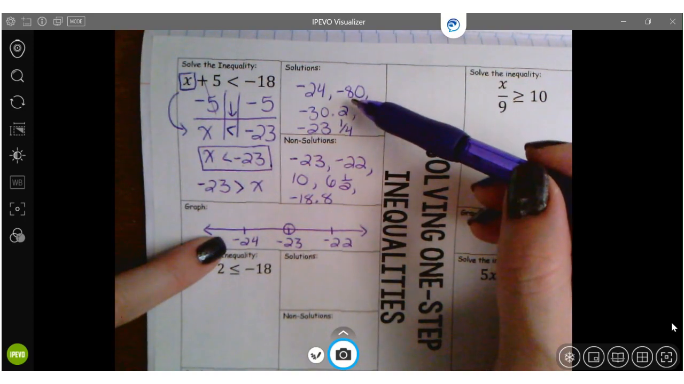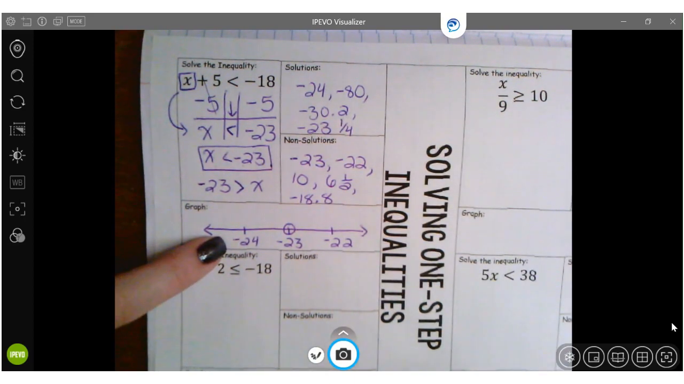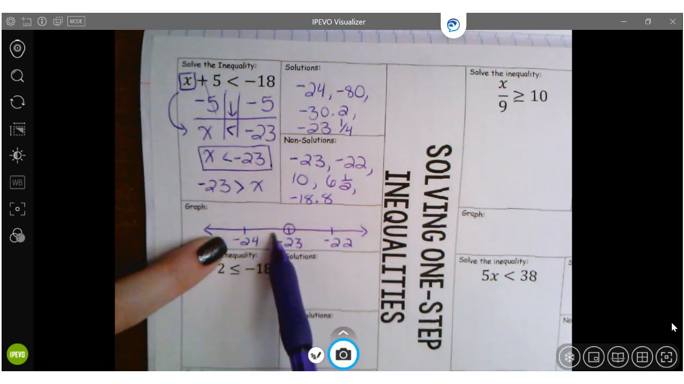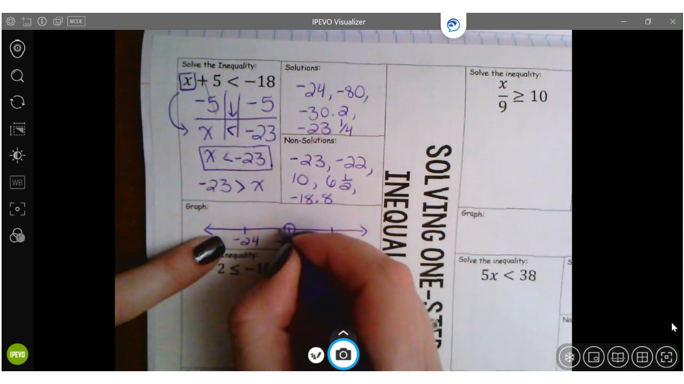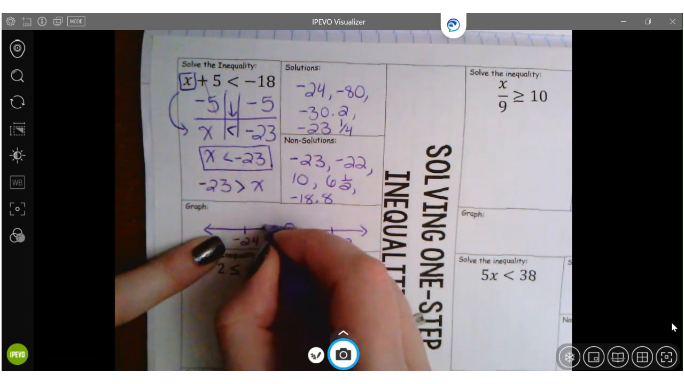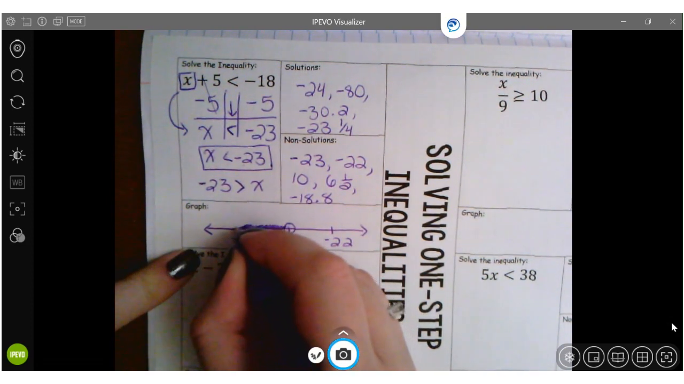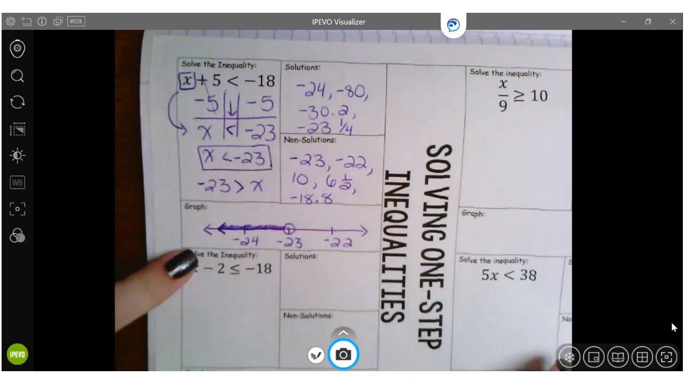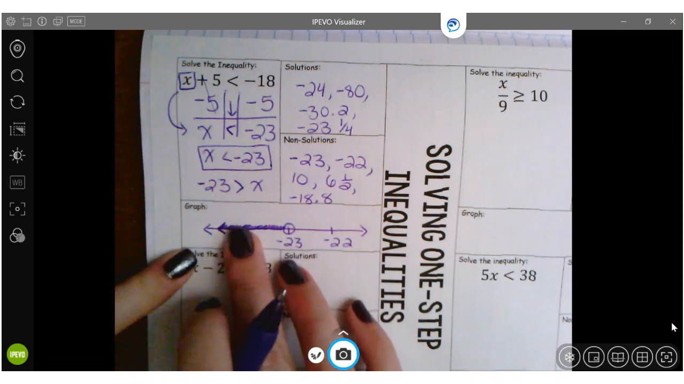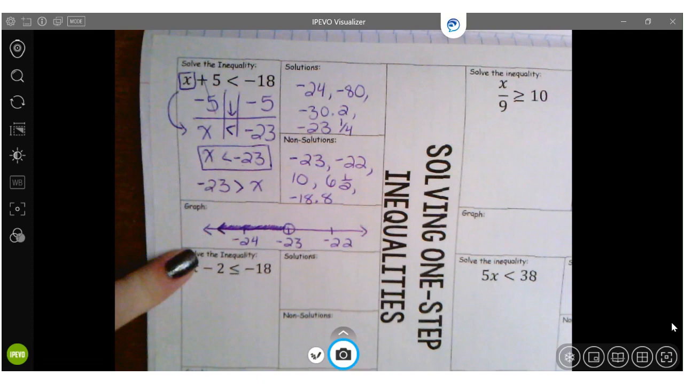Negative 80 would also be a solution. It's just not visible on the number line that I have right now because it would be way far to the left. Negative 23.25 would be in between negative 23 and negative 24. So that would make sense, again, that I'm shading on that side. So I'm going to shade in my number line with my solutions. So again, the difference between inequalities and equations is that inequalities have more than one solution and equations only have one solution. So anything that's shaded would be a solution for x.